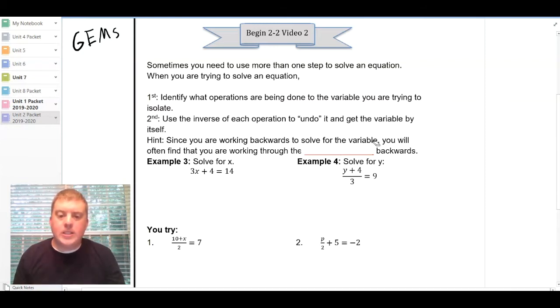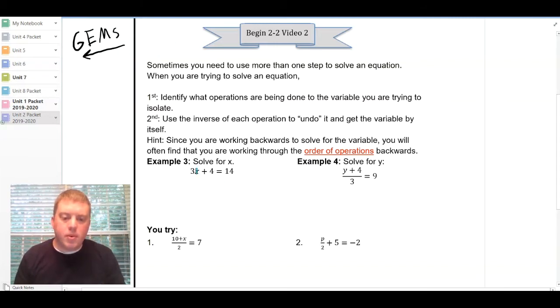Now, a little hint that will make this a lot easier is to remember that through this process we're working backwards to get to the variable by itself. So what you'll find is that you're often working through the order of operations backwards. That's why I have little gems written up in my corner of the screen, so I can remember that my order of operations is GEMS: grouping, exponents, multiplying, dividing, and then subtracting and adding. But I want to work through this backwards. So instead of following the order that I would normally do when I was simplifying, I'm going to go in the reverse order. Let's look at an example and see what that means.